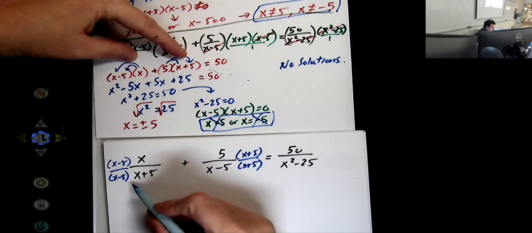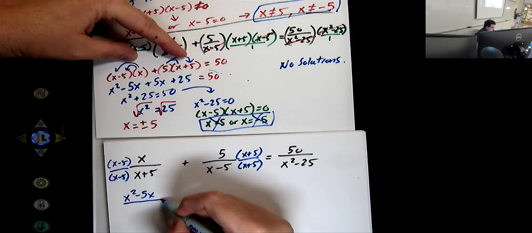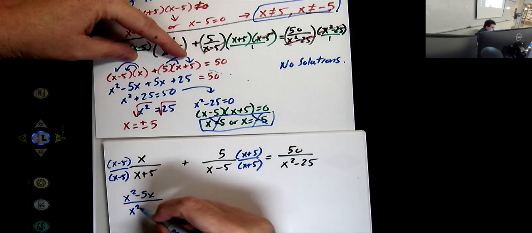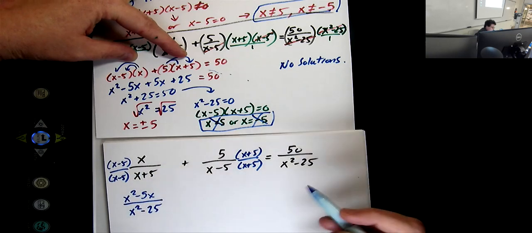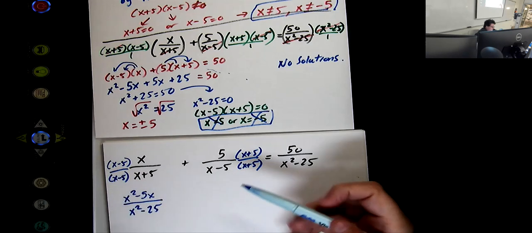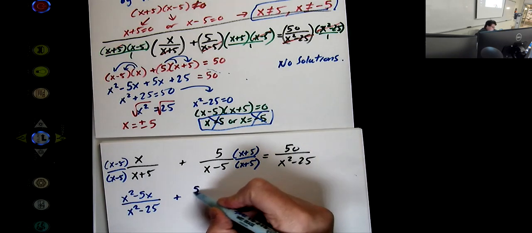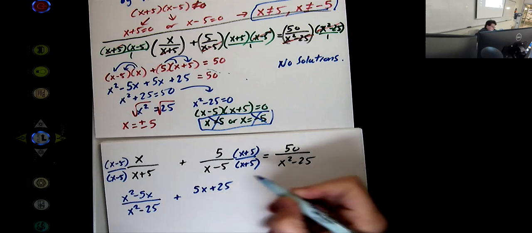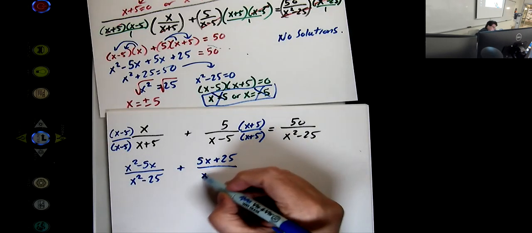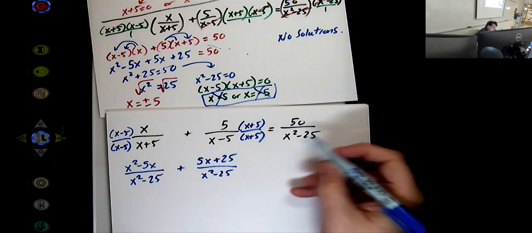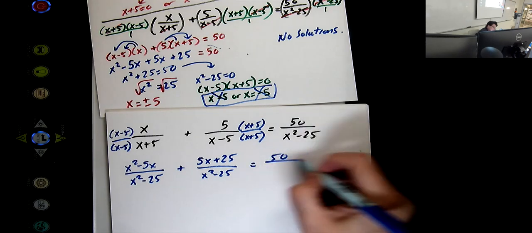On this one, I'm going to get x squared minus 5x over x squared minus 25. I'm not going to write the x minus 5, x plus 5 each time because that just gets tedious. On this one, I've got 5x plus 25 over x squared minus 25. In this one, I've got 50 over x squared minus 25.